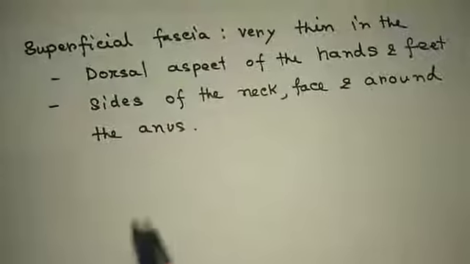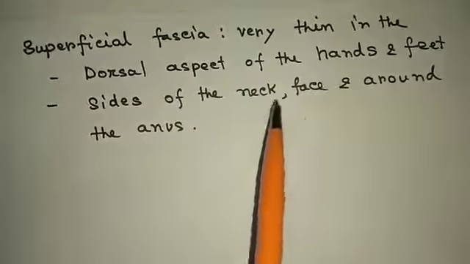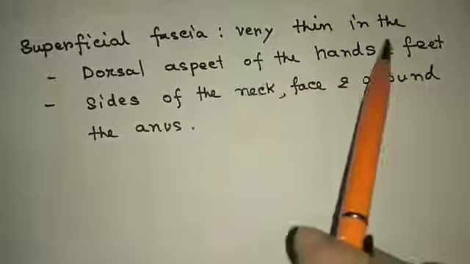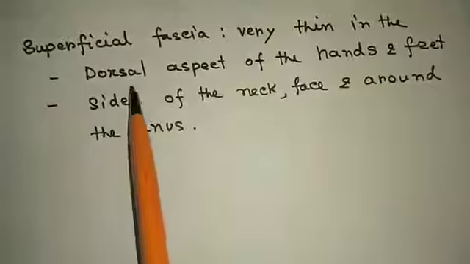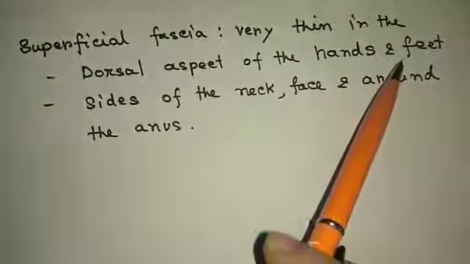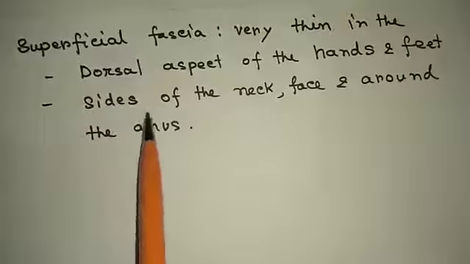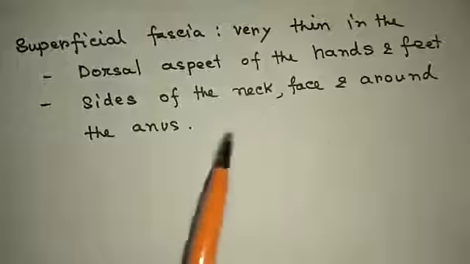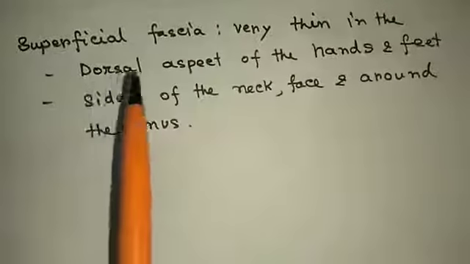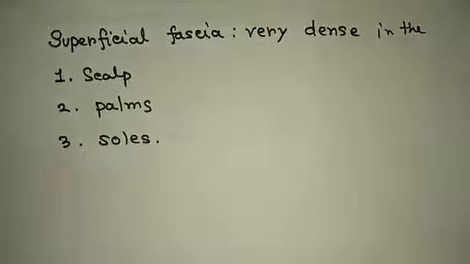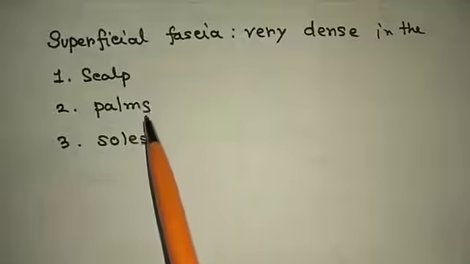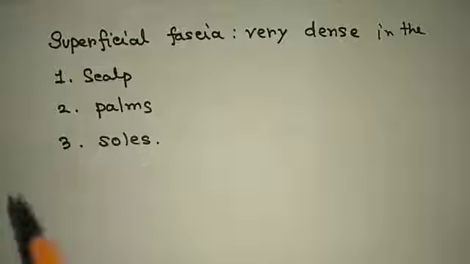The thickness of the superficial fascia varies according to the different parts of the body. It is very thin in the dorsal aspect of the hand and feet, the side of the neck, the face and around the anus. But it is dense in the scalp, palm and sole.